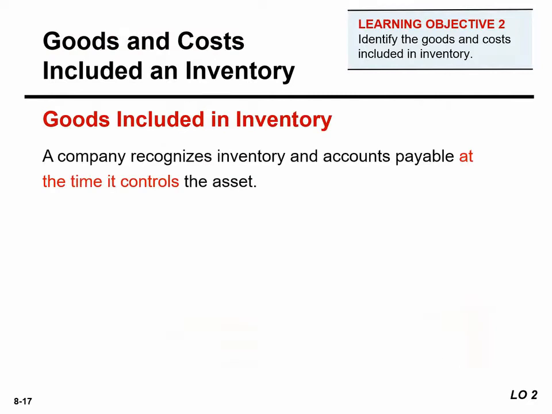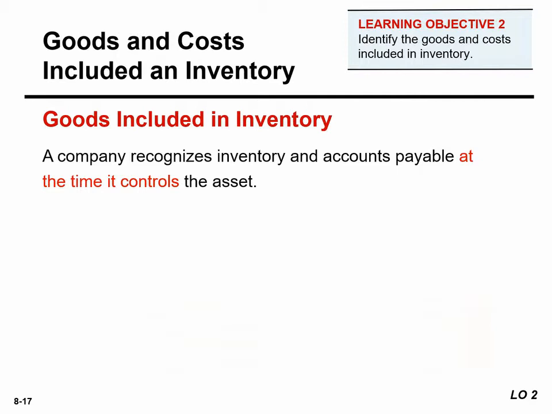Now, about inventory: when can we recognize inventory? The main rule for recognizing inventory is that inventory must be recognized at the time the company controls the inventory, or the asset. Most of the time this will be straightforward.